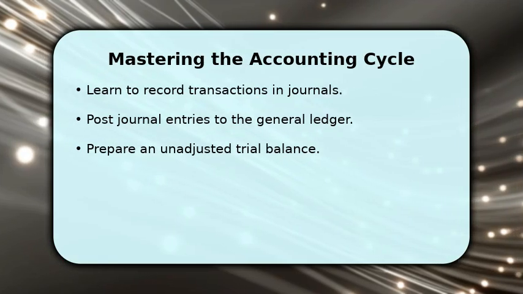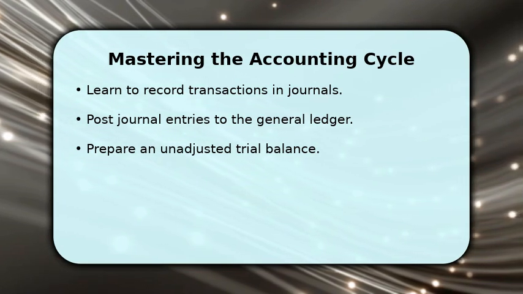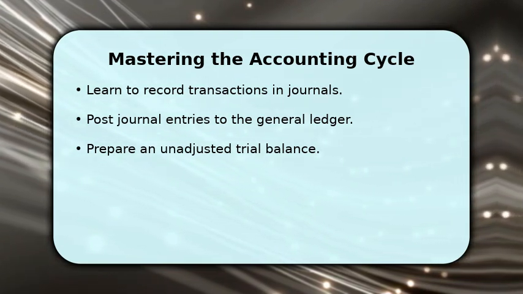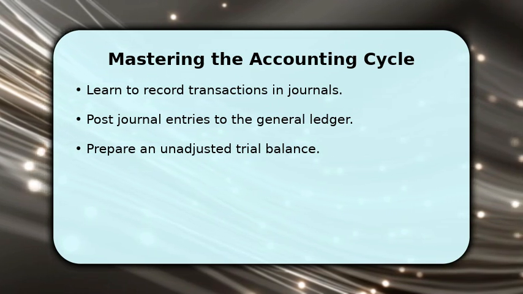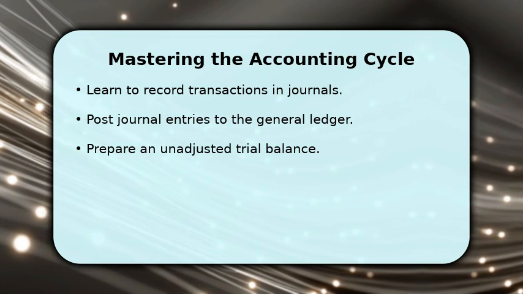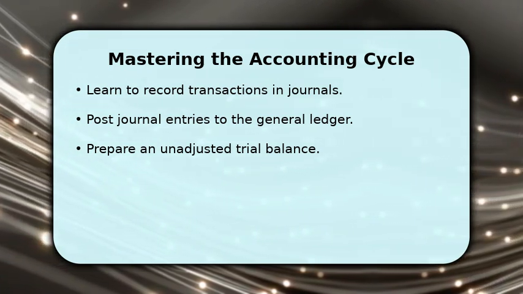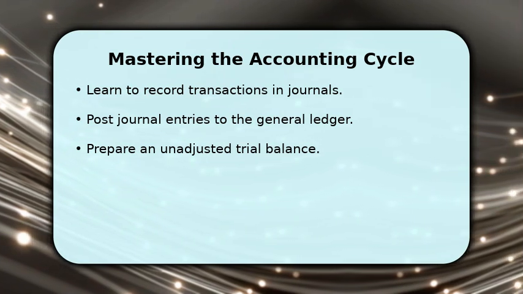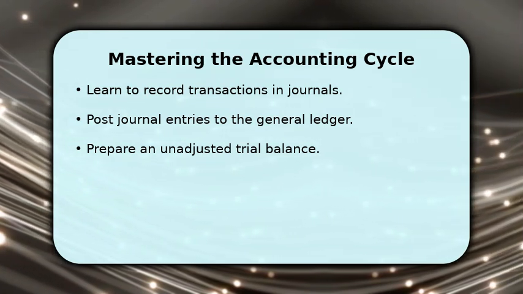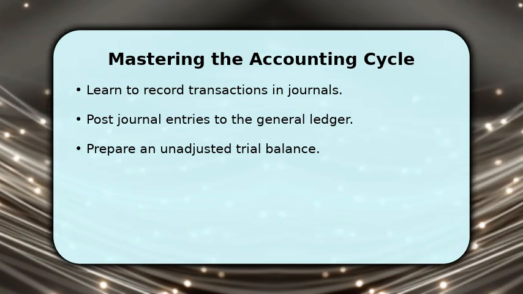Next, focus on the accounting cycle, a systematic process with 8 key steps. Start by recording daily transactions in journals, ensuring accuracy. Then, transfer these entries to the general ledger, organizing them by account. Finally, prepare an unadjusted trial balance to verify that total debits equal total credits, a crucial check before adjustments.